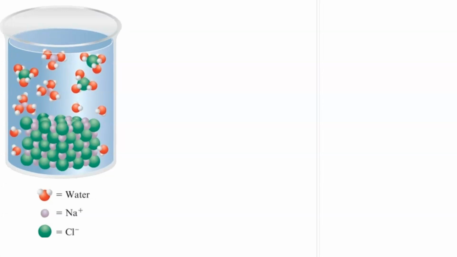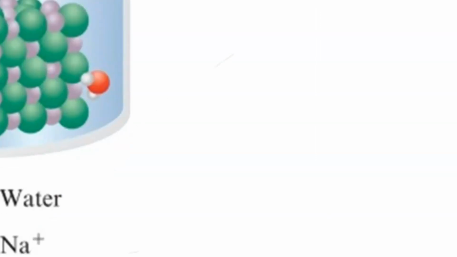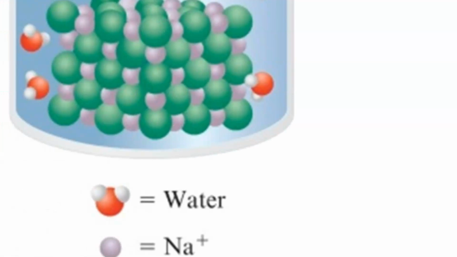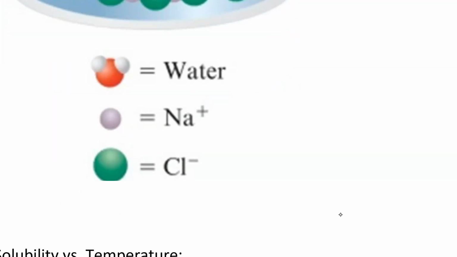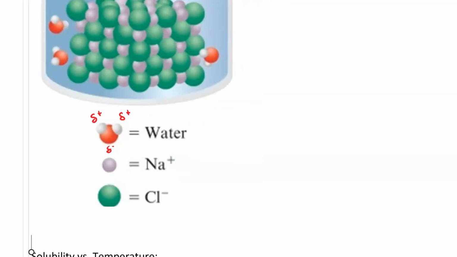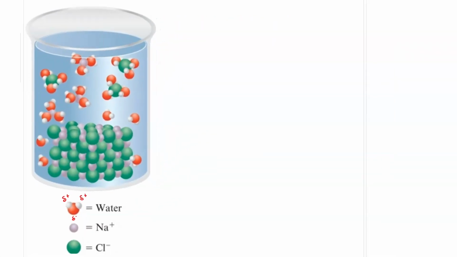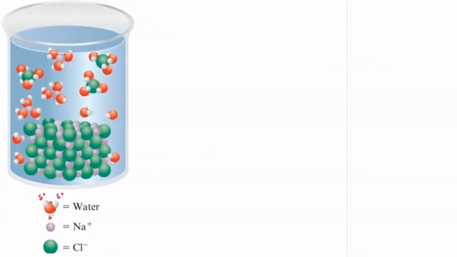Ionic compounds tend to be soluble in water because the water molecule has a positive end and a negative end. The positive end is where the hydrogens are, and the negative end is where the oxygen is. So, ionic compounds tend to be soluble in water because of this.